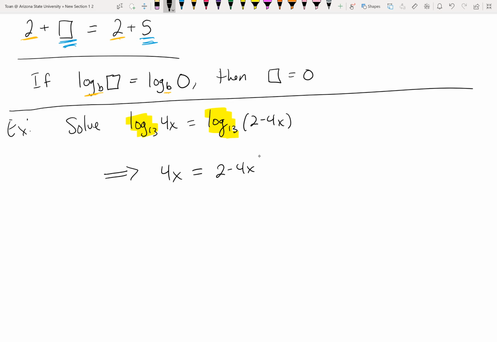So the logs don't, quote, disappear. They don't, quote, cancel out. We're just taking a valid math conclusion. But then, of course, this becomes a regular linear equation, which I hope everyone can solve. Add 4x to both sides, that's 8x equals 2, and then divide both sides by 8, giving you a quarter.